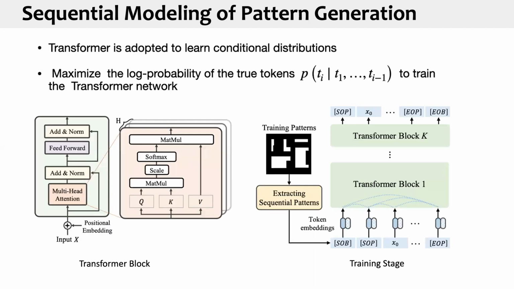Transformer is adopted to learn the above product of conditional distributions. More specifically, the transformer network takes in the conditional sequence of tokens and outputs a categorical distribution over the possible values of the next token. Based on the principle of maximum likelihood, we maximize the log probability of the true tokens to train the network. The network can model the relationships among different tokens to learn the design rules of layout patterns.